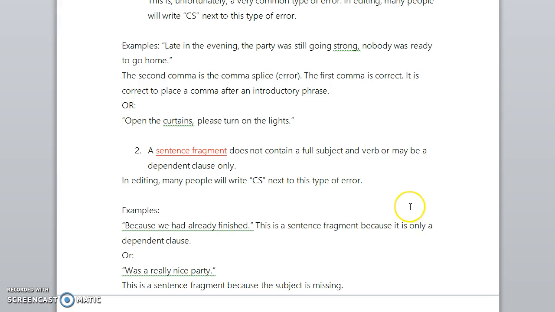A sentence fragment does not contain a full subject and verb, or it may be a dependent clause only. A fragment is just a piece. A sentence fragment is just a piece of a sentence. It's not complete.